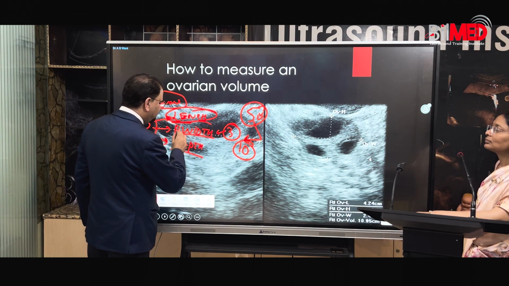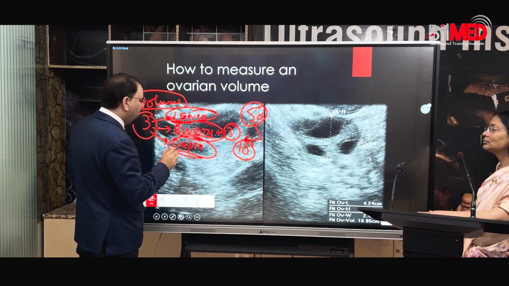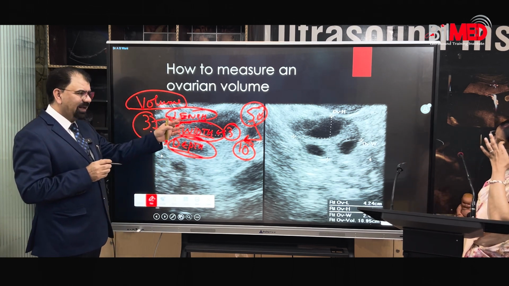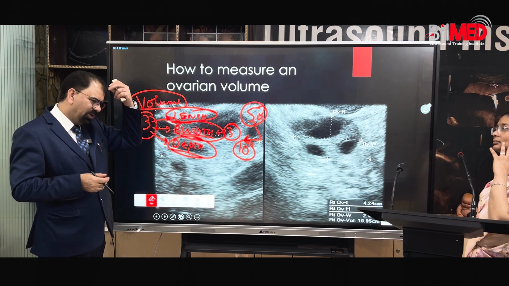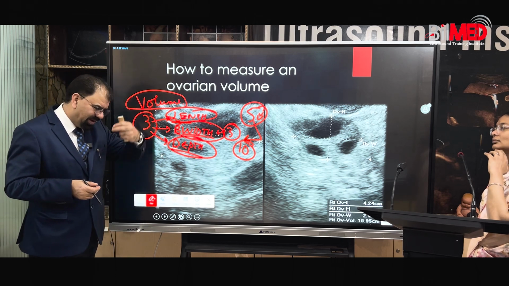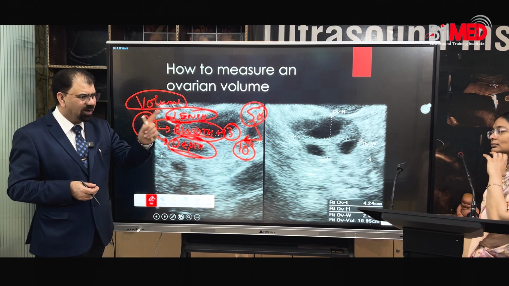Now, come back. This length, width and breadth. Length, in Hindi we call it lambai. Lambai can be taken in longitudinal or in transverse section.